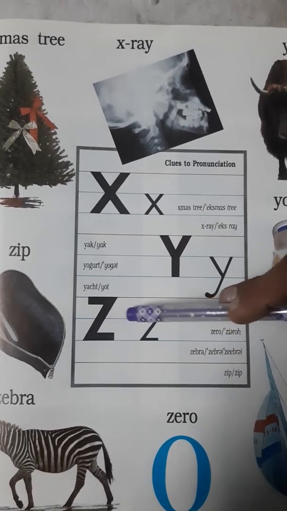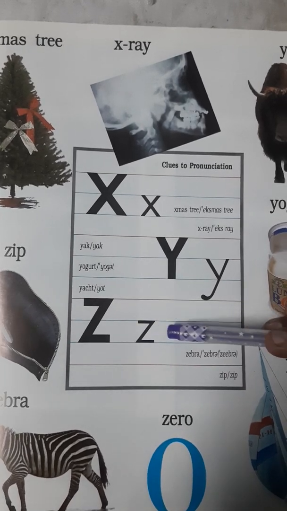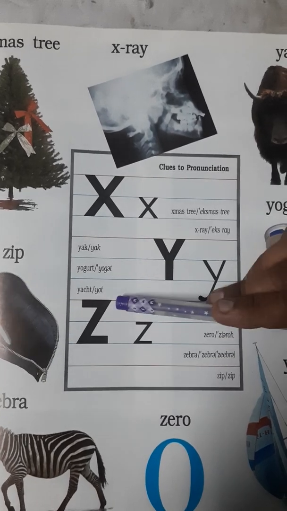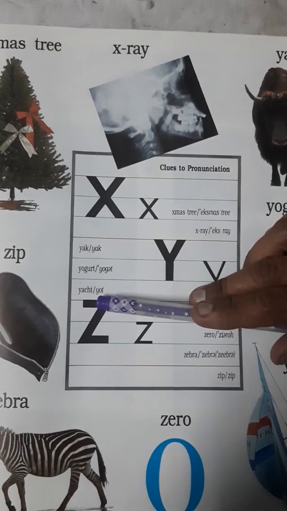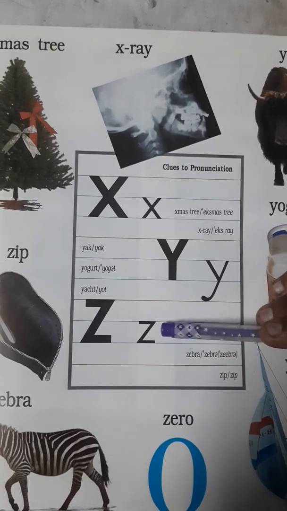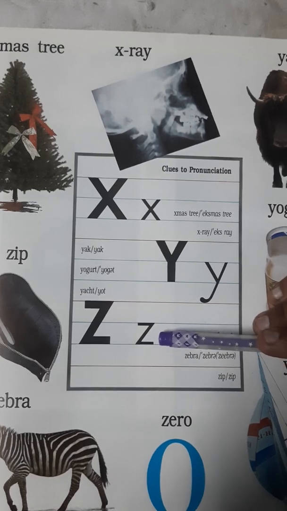It becomes capital Z. Small z also is to be written in the same way, but it is to be written in middle two blue lines. Capital Z is to be written from the first line up till the third line. Small z is to be written in between the middle two blue lines in 4-rule notebook.